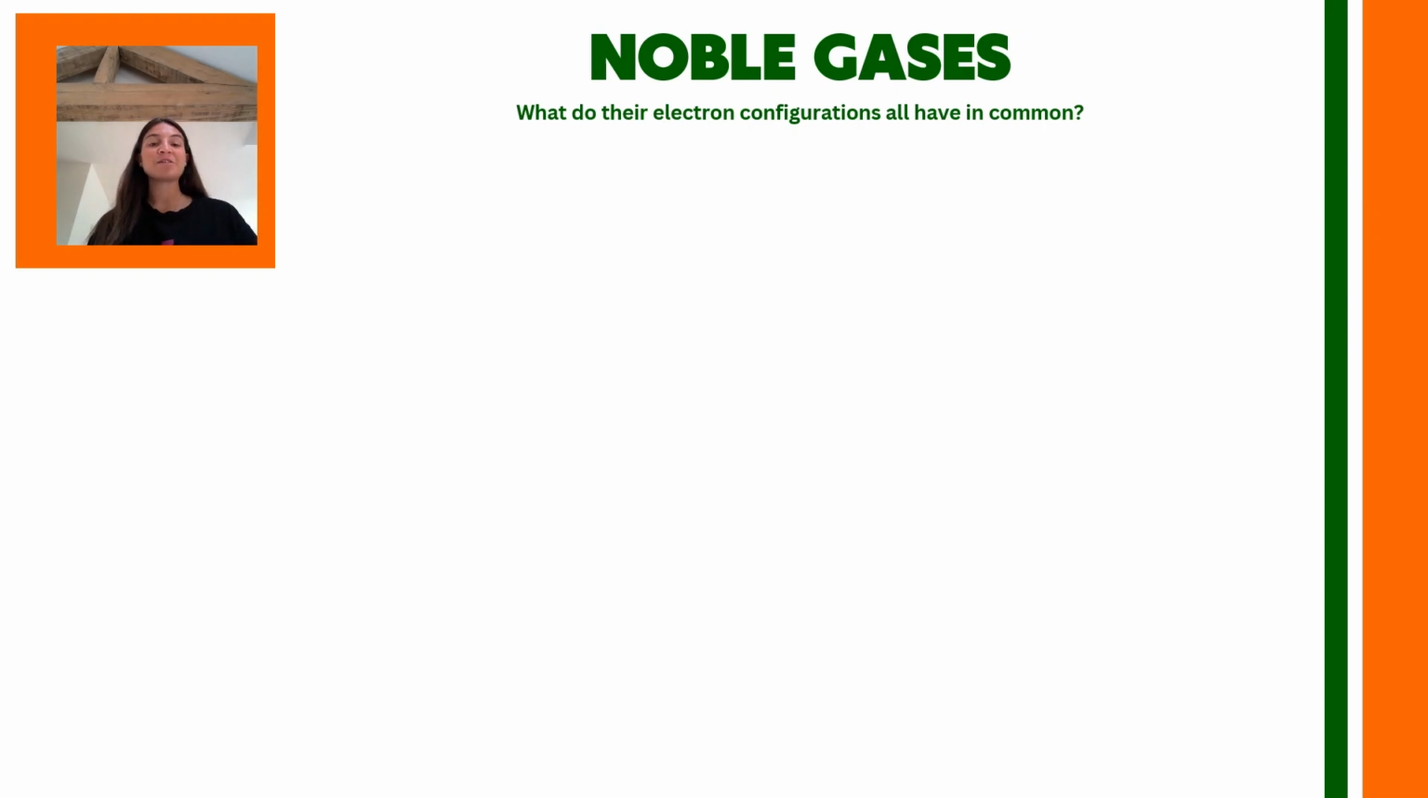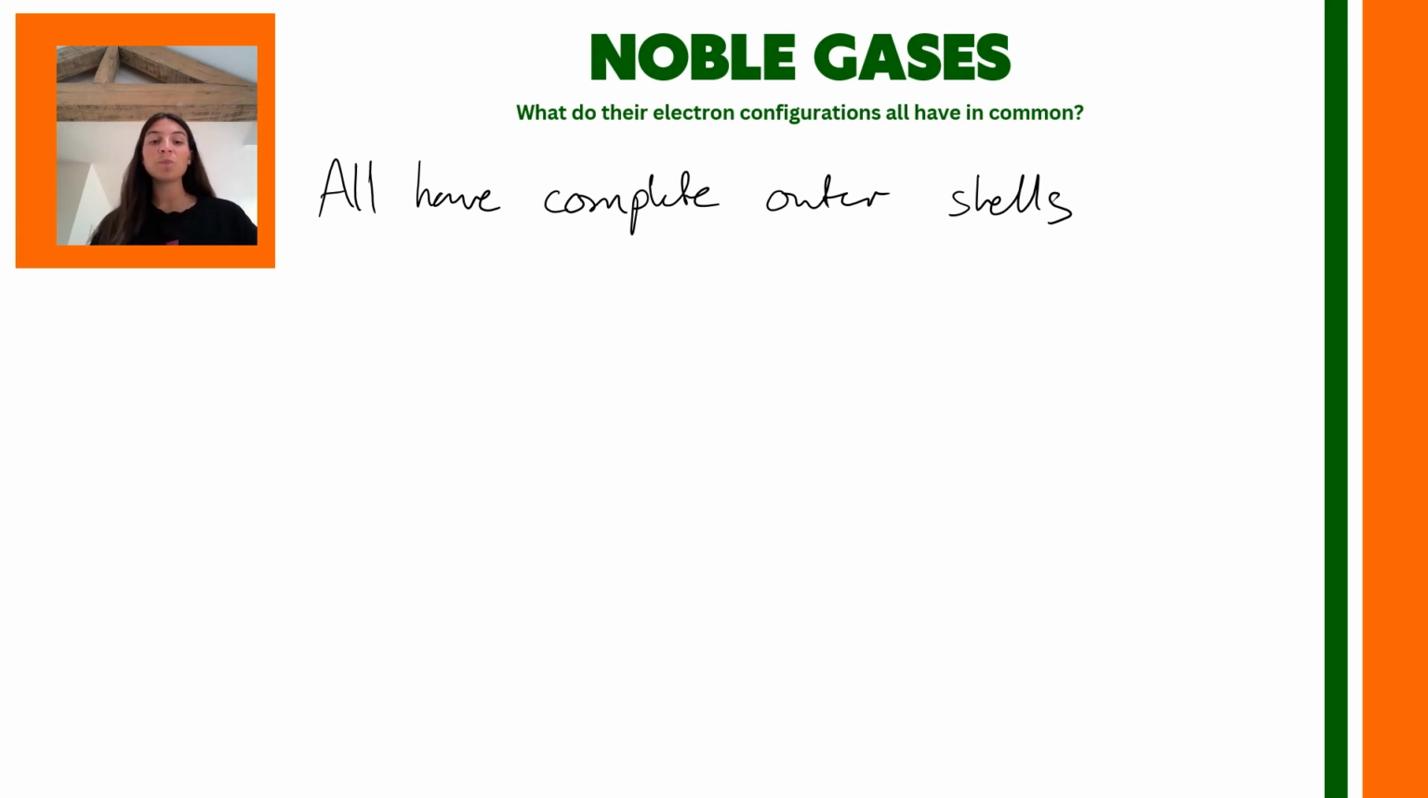Okay, noble gases. So what do their electron configurations all have in common? Well, the point is, because they're all in the same group, that is group 8 or group 0, they all have complete outer shells. So they don't need to gain or lose electrons to fill that outer shell and to become more stable. So they're all very stable.